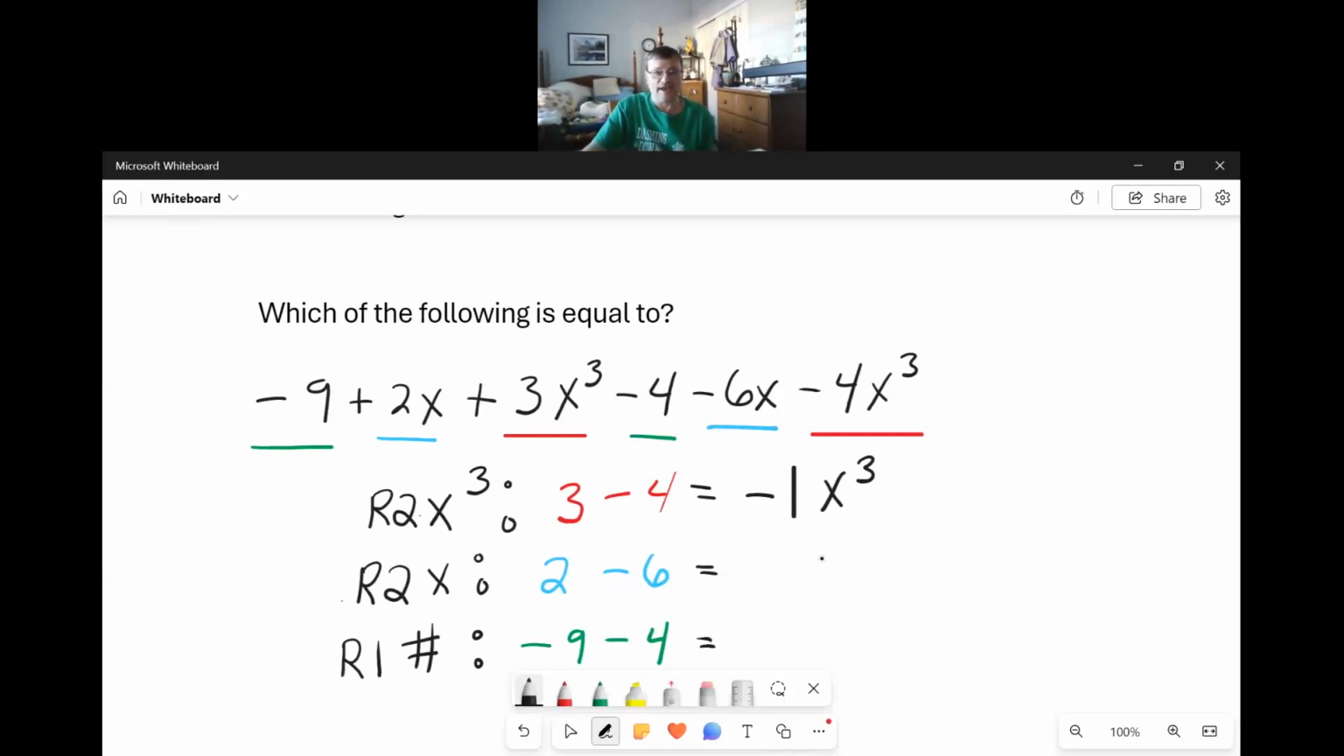And then 2 minus 6. So 6 minus 2 is going to be 4, with a minus sign. Keep the sign from the larger integer. That's the x term. And then lastly, we've got negative 9 minus 4. So we're going to add them up. Keep the sign you're working with according to rule 1. That's going to be negative 13. Keep the sign you're working with, add them up, keep the sign. Okay, perfect.